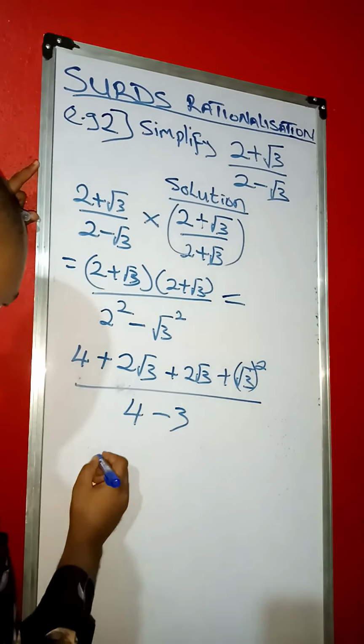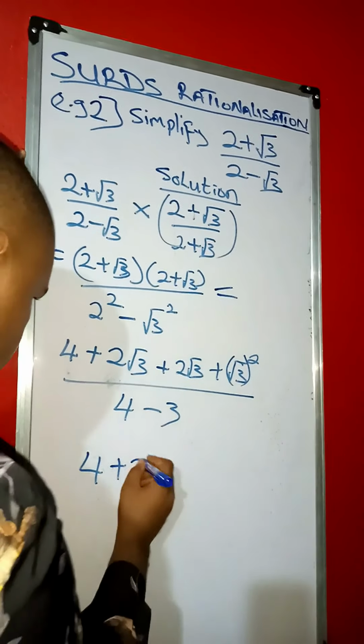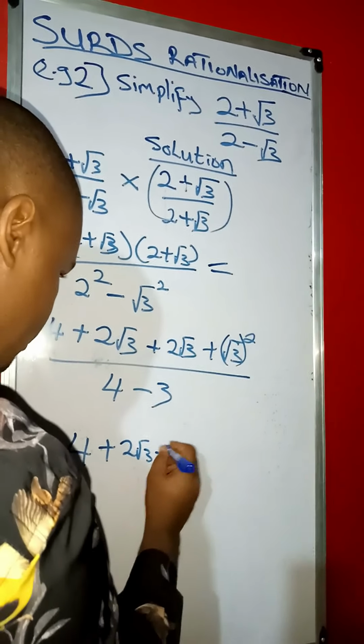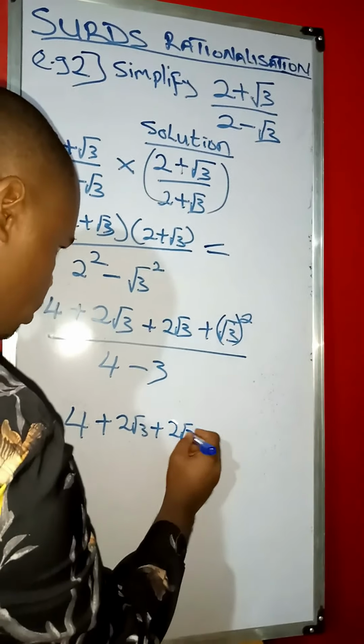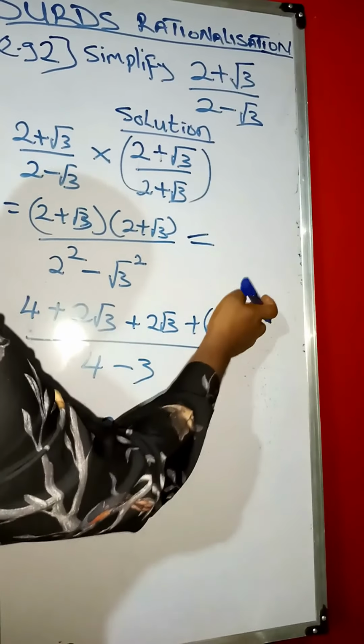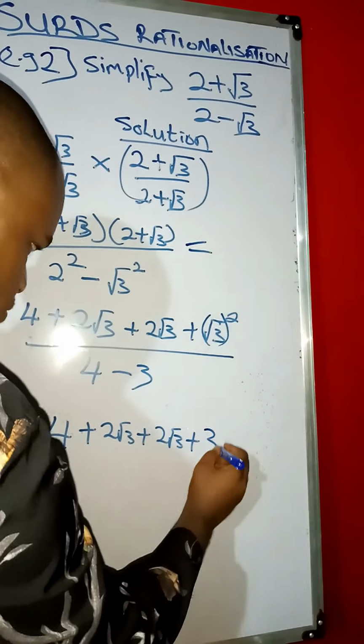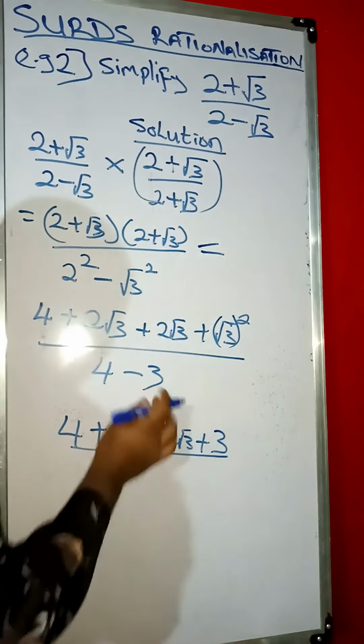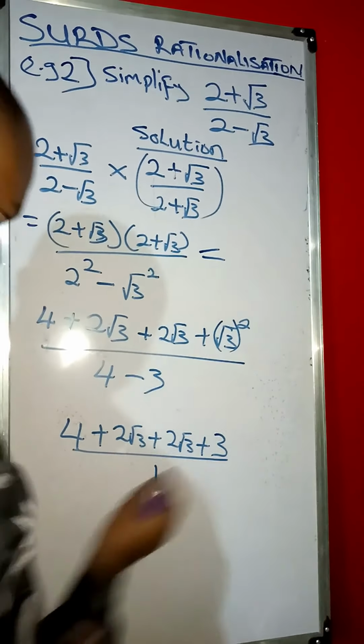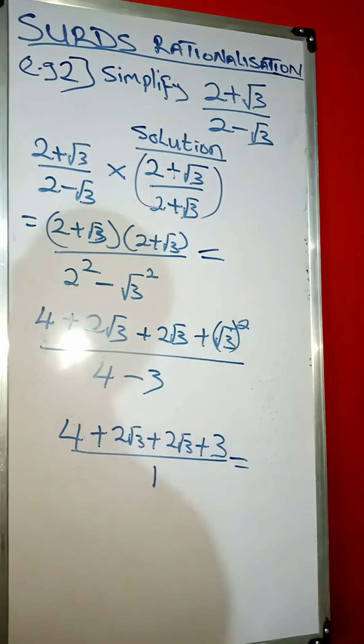Let's still work on this. 4 plus 2 root 3 plus 2 root 3 plus root 3 squared. This square will cancel the square root. It will be what? 3. 4 minus 3 is what? 1. Now remember your similar surds.